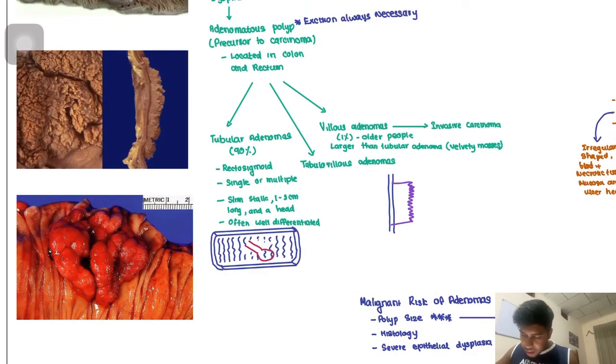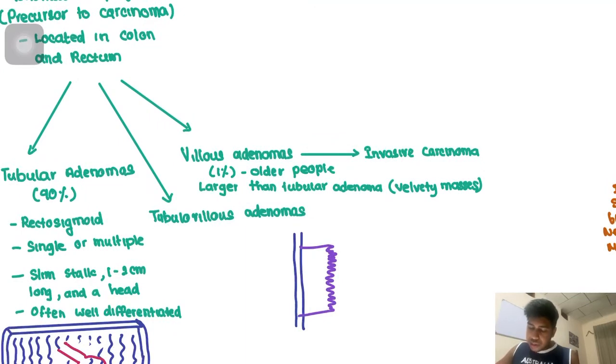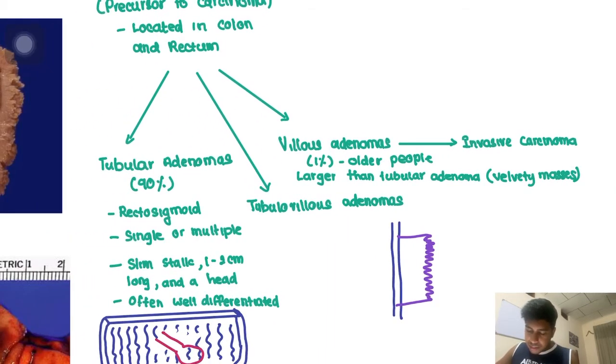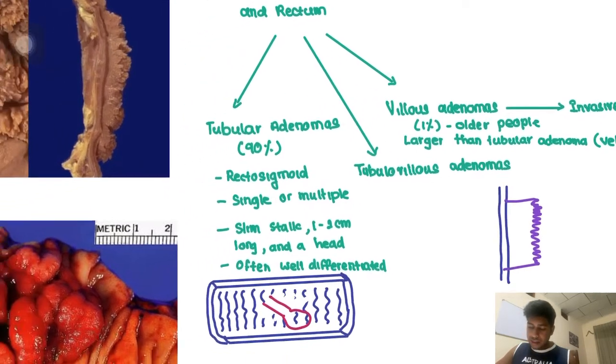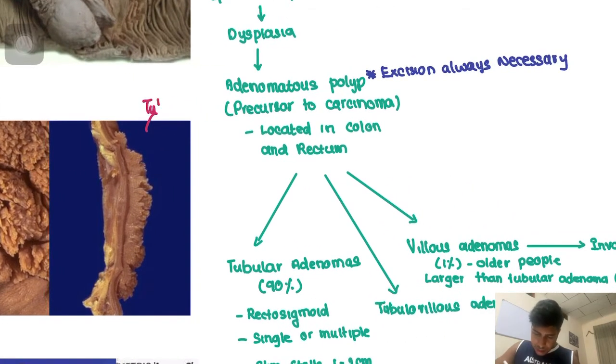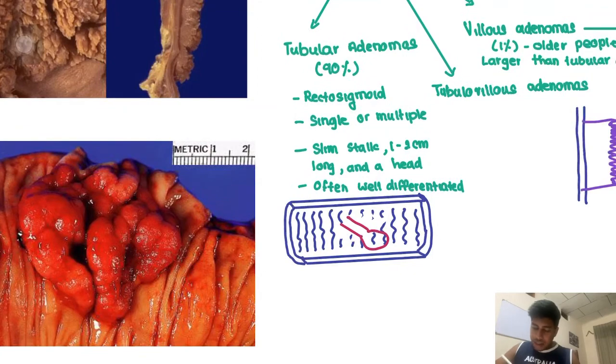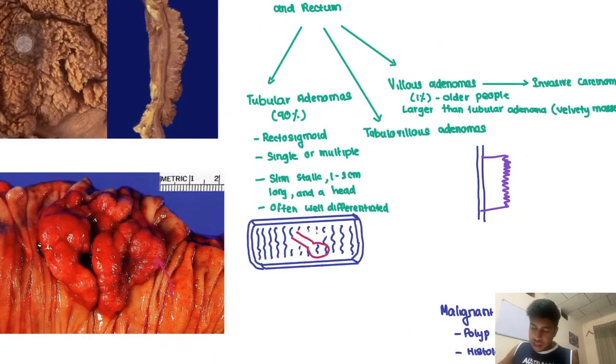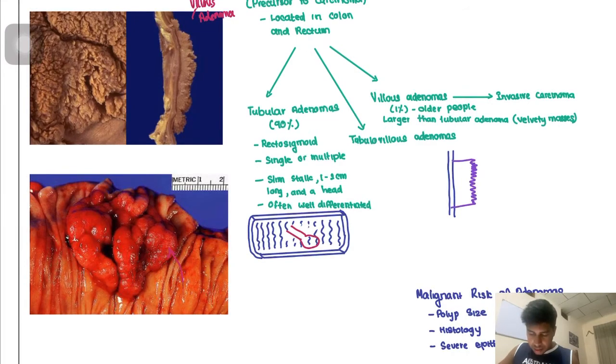Next, we have the villous adenomas. This will lead to formation of an invasive carcinoma. It's very rare. It's only 1% seen in older people. It's larger than tubular adenomas and has a velvety mass. Sorry, this is villous adenoma. And this is tubular villous adenoma. This is more common than villous adenoma. It's a mix of both types.